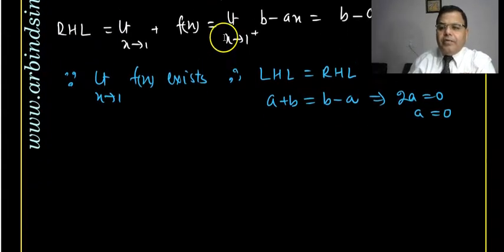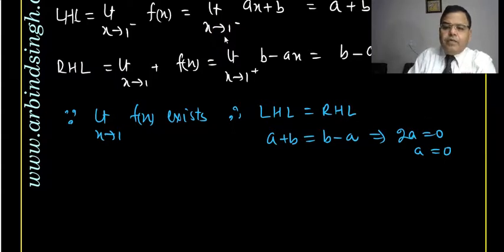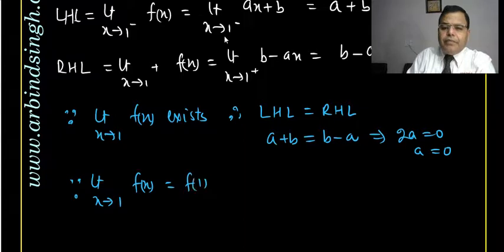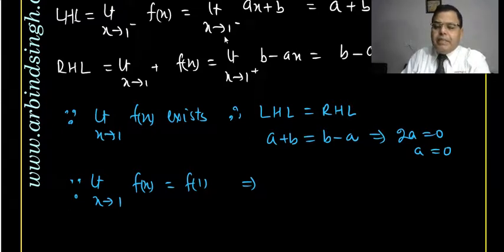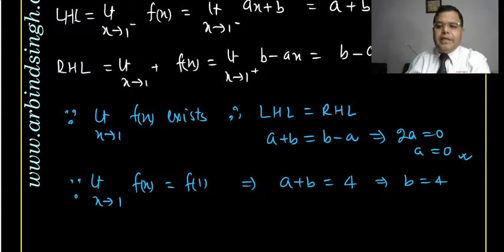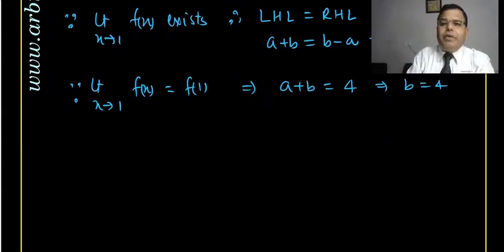Now it is given that the value of a is equal to 0. Since the limit of f(x) is equal to f(1), it means the left hand limit a plus b is also equal to 4, and b minus a is also equal to 4. Here if I put a is equal to 0, the left hand limit will be b, and b is equal to 4. Whether I take a plus b or b minus a, it is 4, and since a is already 0, b is equal to 4. So a is 0 and b is 4. This is the value which can be obtained from this.